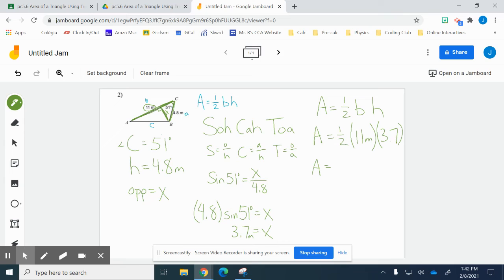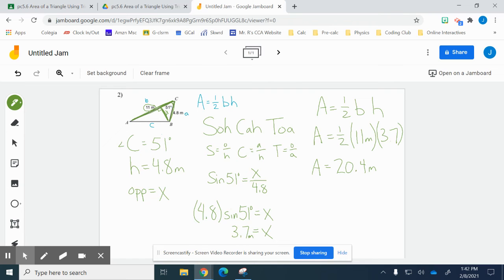0.5 times 11 times 3.7 equals, the area is 20.35, so 20.4 meters. Really, with significant digits, we should just call that 20 and be done with it. But this is a math class, not a science class, and they didn't ask us about significant digits.